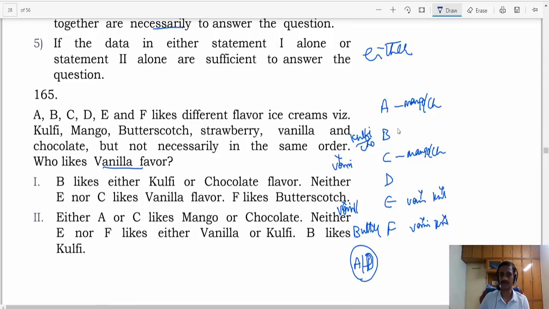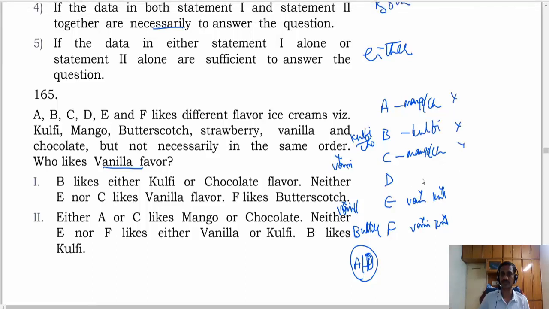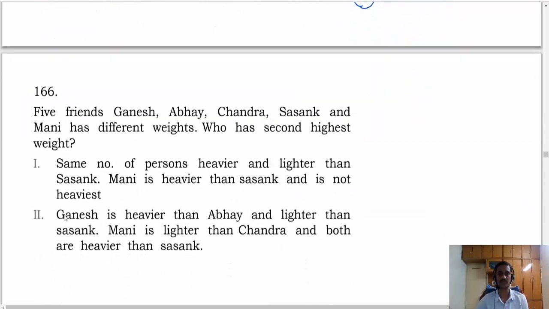Vanilla is not here, not in these two. It is in B and D. B likes kulfi, that's done. So vanilla cannot be at any one of these. Hence D likes vanilla. Are you getting the answer or not? Only by condition number 2 we are getting the answer. Only 2. 165, 2 is the answer.